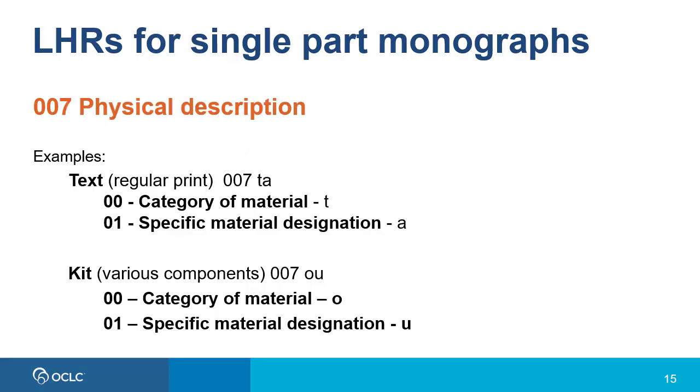007 is for the physical description. The choice of the 00700 category of material will determine which additional character positions with their specific values follow. For example, 00700 category of material T for text will be followed with 00701 specific material designation with a choice of A for regular print, B for large print, C for braille, D for loose leaf, and so on.